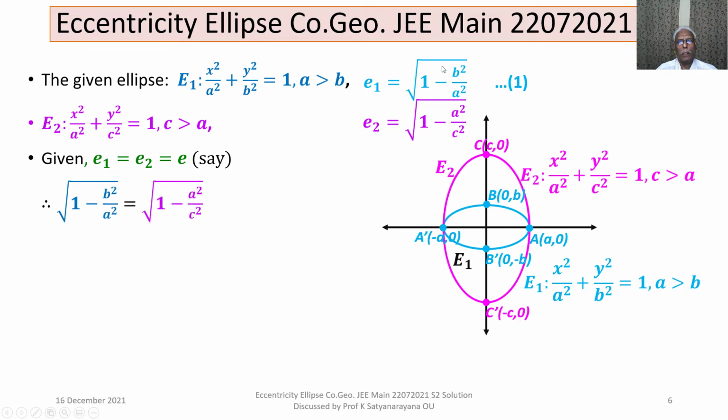Then both are equal. Under the square root of 1 minus b square by a square is equal to under the square root of 1 minus a square by c square. Squaring on both sides and cancelling 1 and changing the sign, we get b square by a square is equal to a square by c square. From this we get c square is equal to a power 4 by b square, and we get c is equal to a square by b.